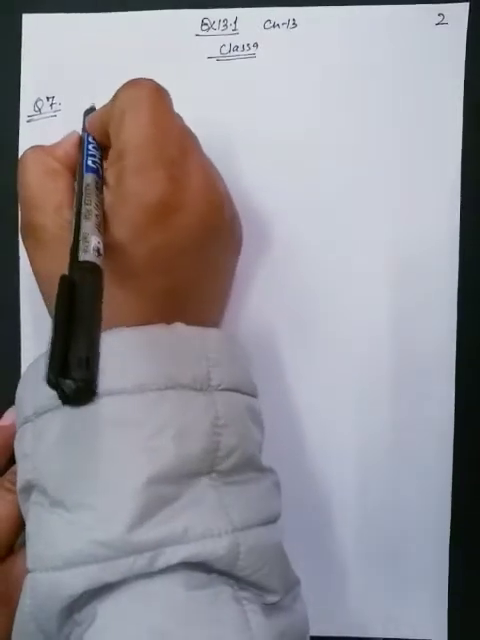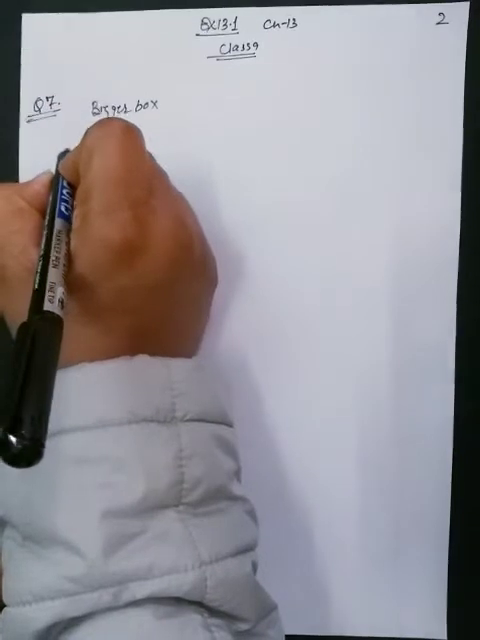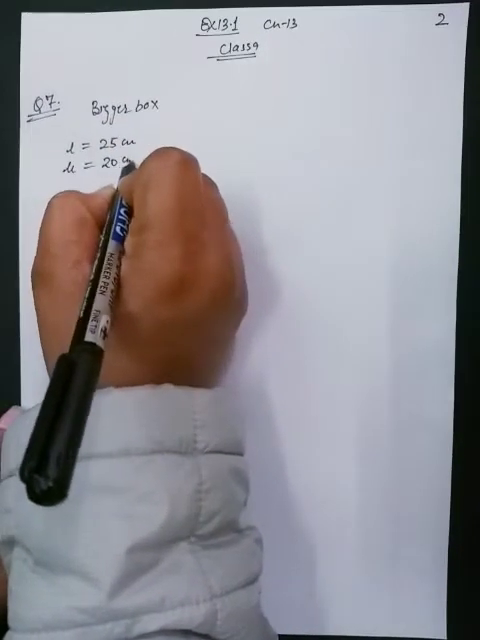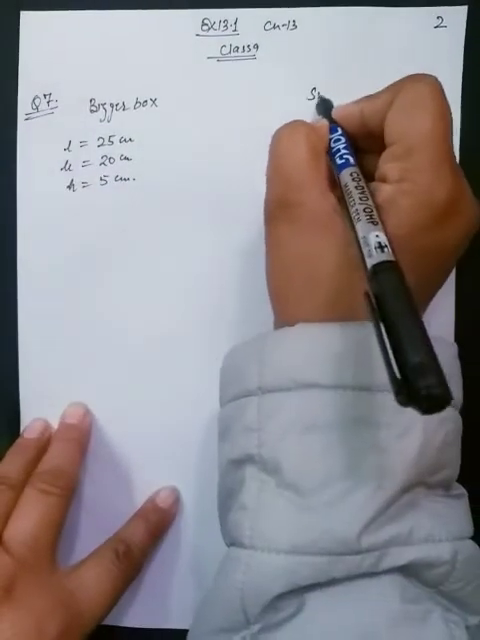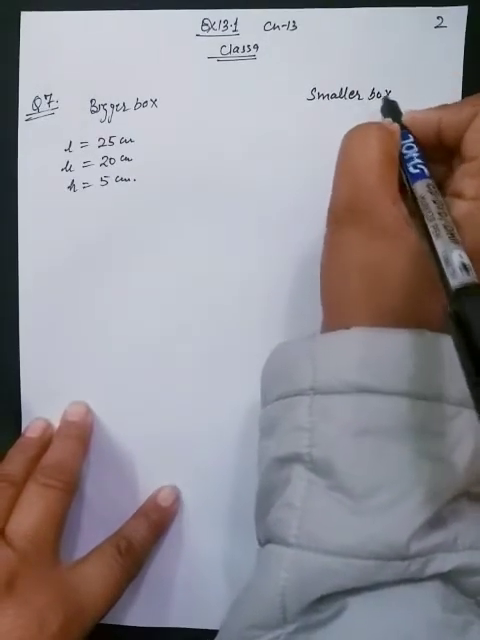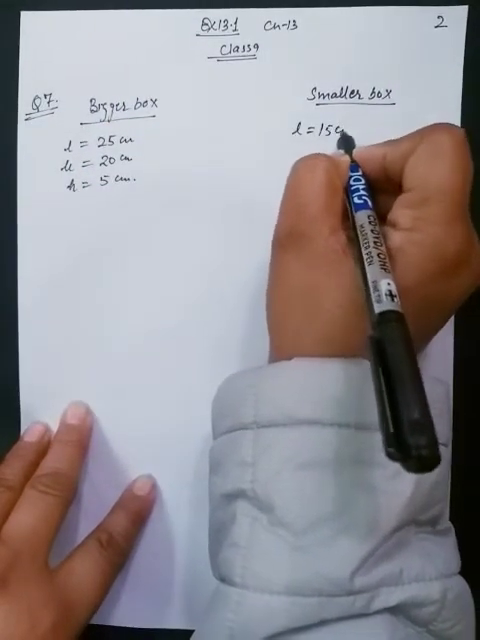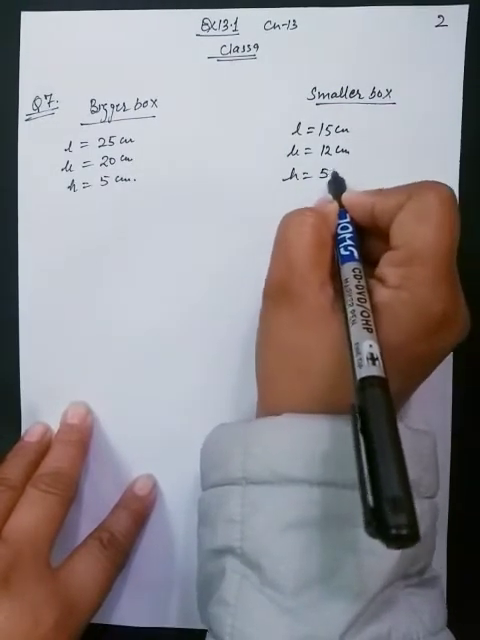The bigger box's dimensions are given to you. So we can write the bigger box: the length is 25 centimeter, breadth is 20 centimeter and its height is 5 centimeter. And the smaller box's dimensions are also given. Here the length is 15 centimeter, breadth is 12 centimeter, and height is 5 centimeter.